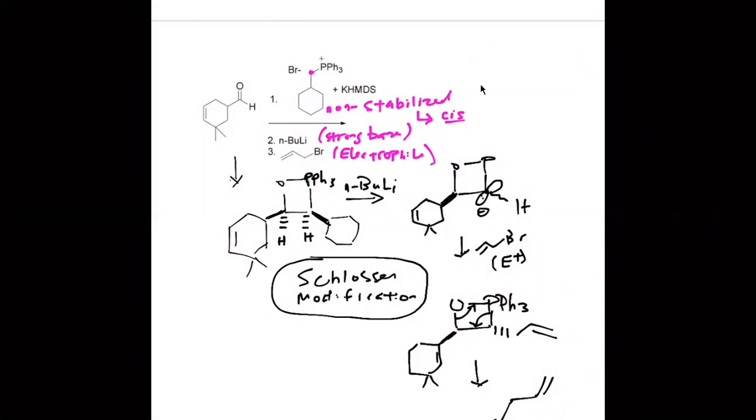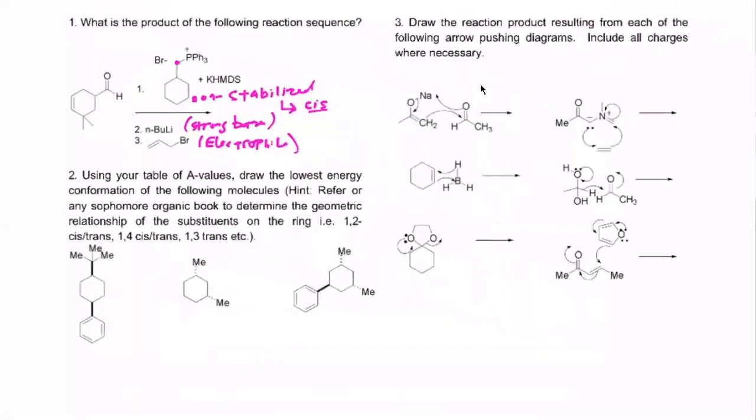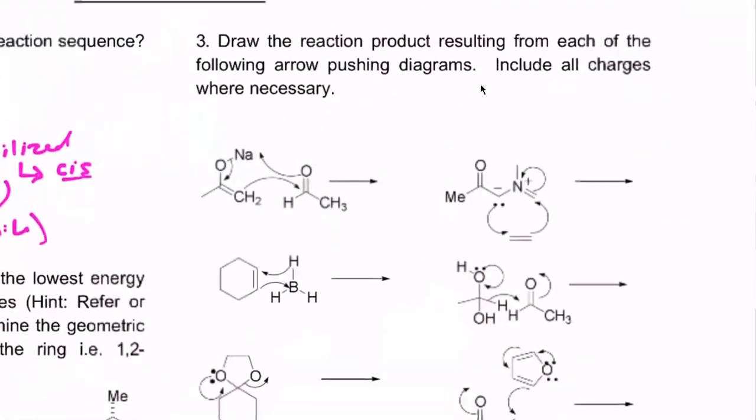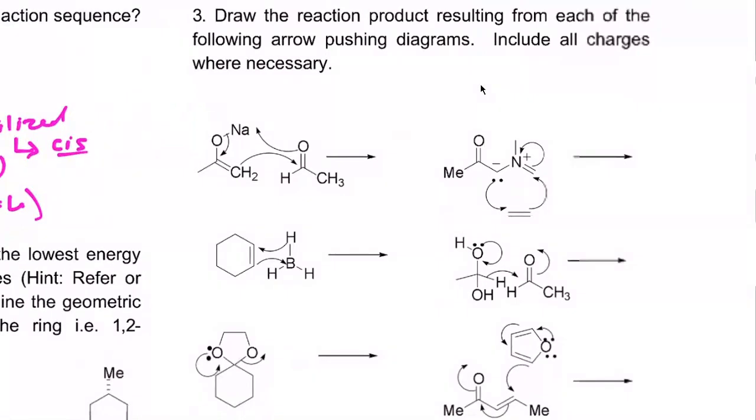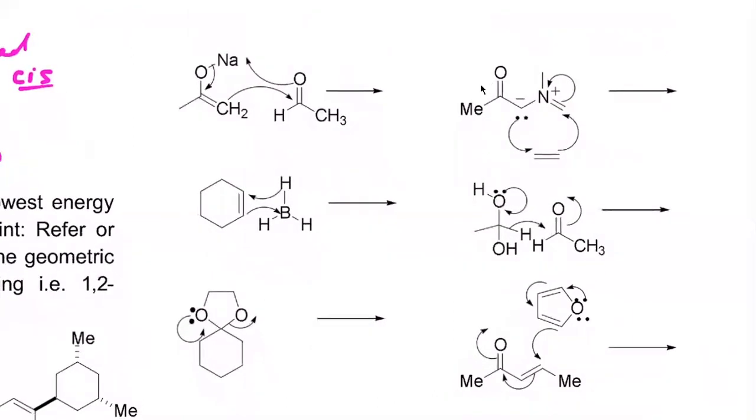All right. Let's go back up to the top page, and we're going to work on number three. It says draw the reaction product resulting from the following arrow pushing diagrams. Include all charges when necessary. All right. Probably should cut these.